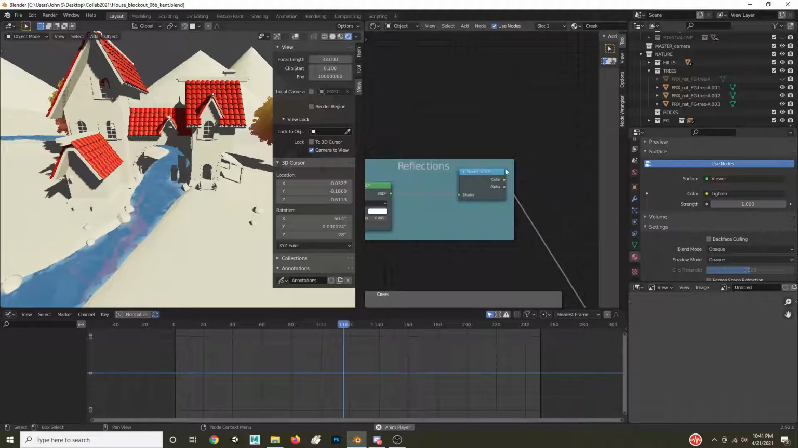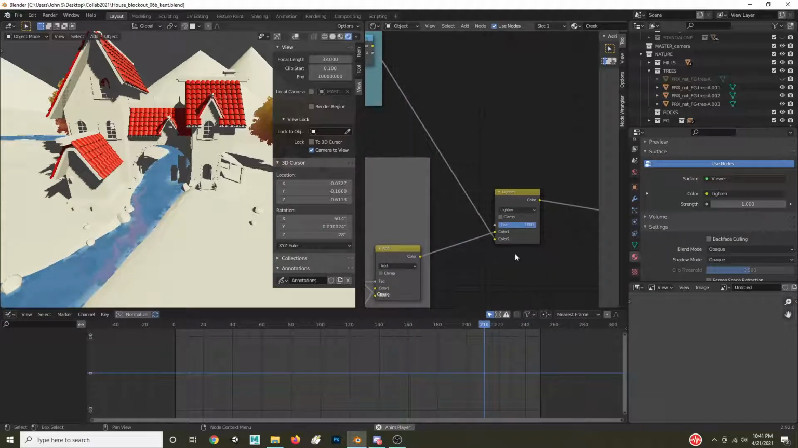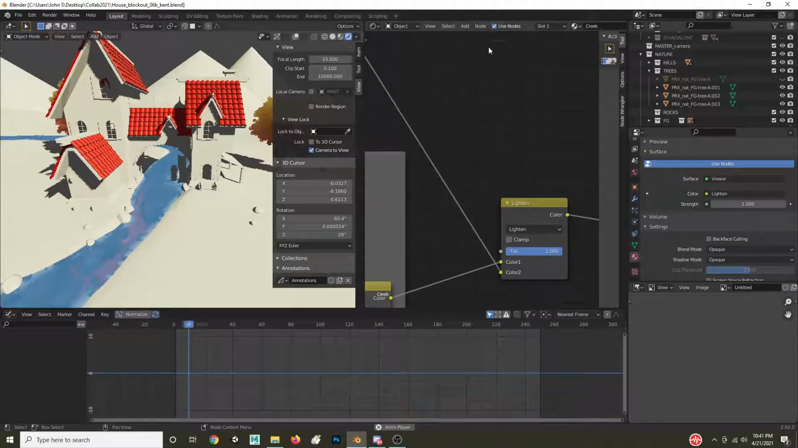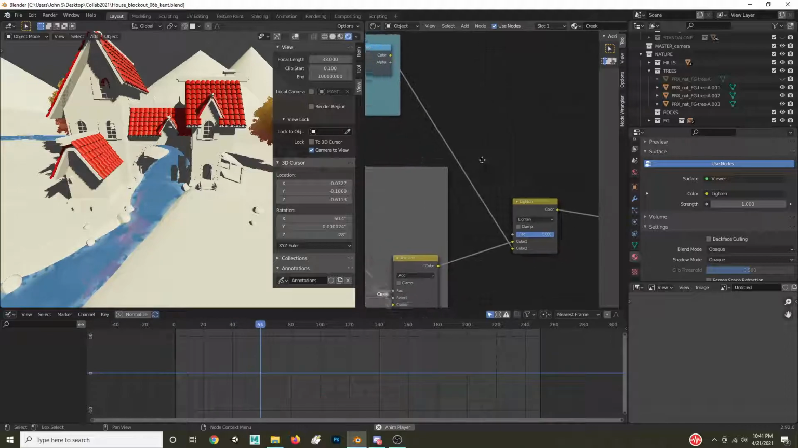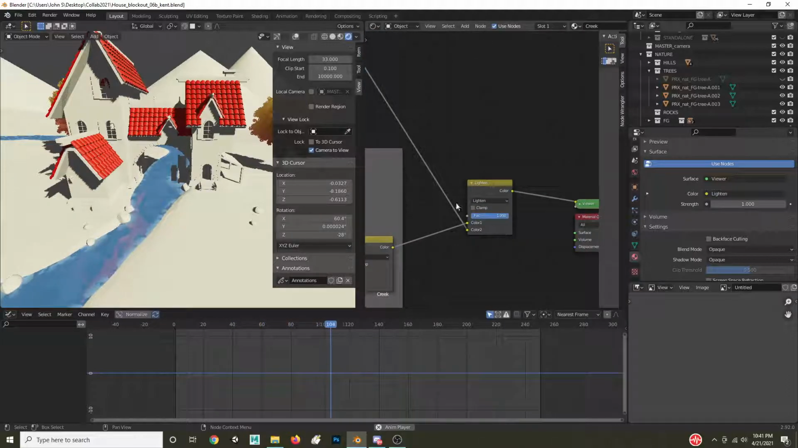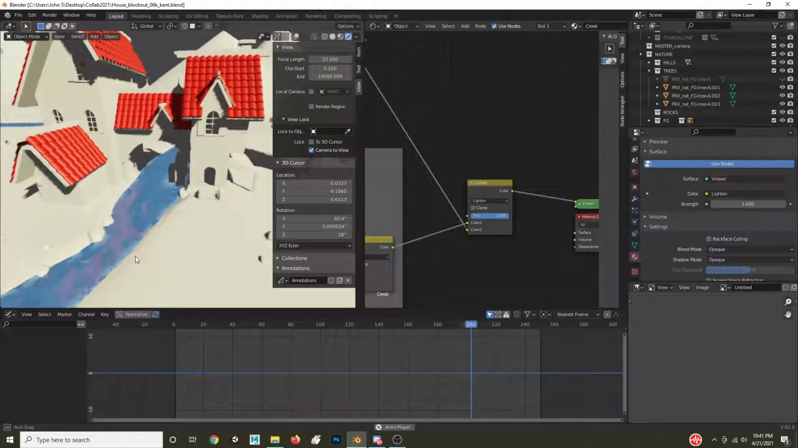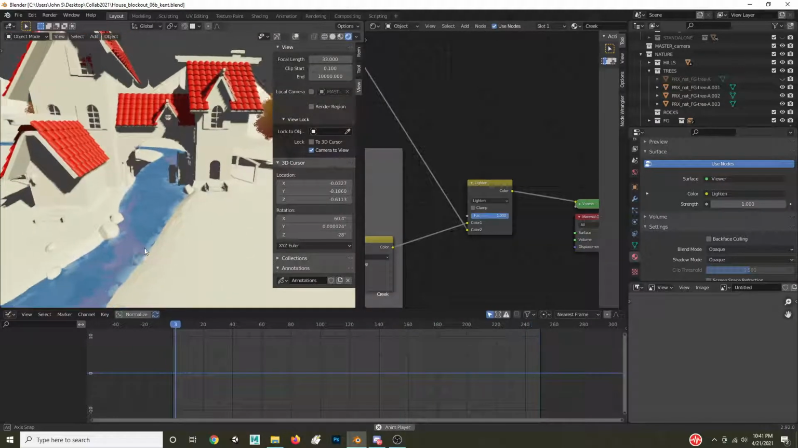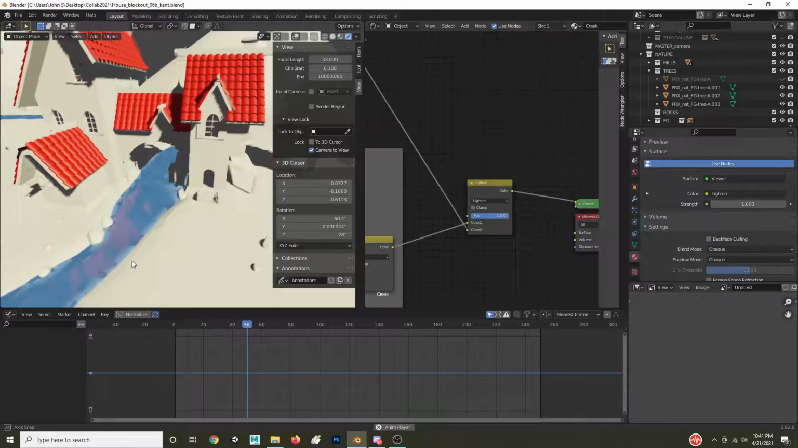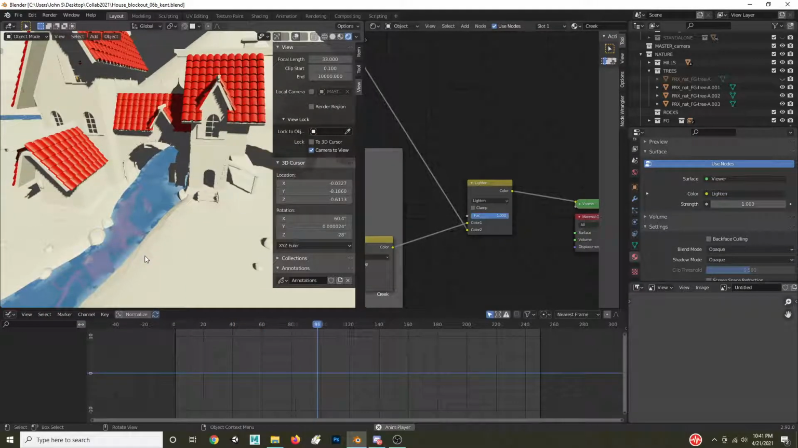I've got that plugged into the Shader to RGB node, and then that plugged into a Lighten node because that was the only one I could find that gave me an effect that looked good. And I think it looks pretty good from certain angles.